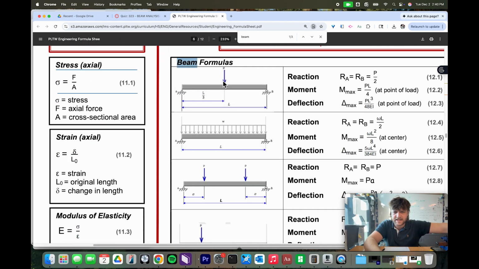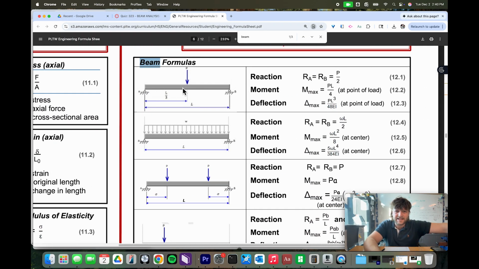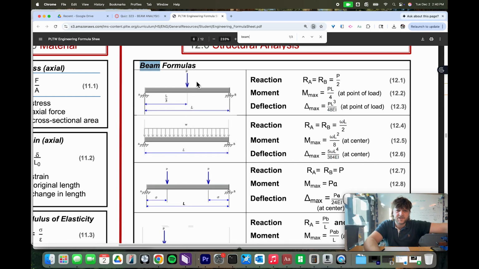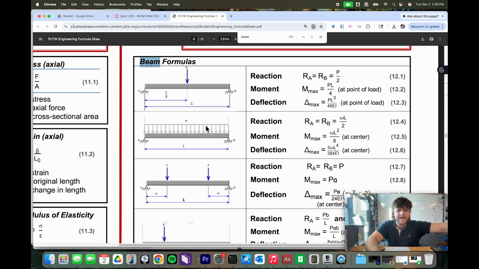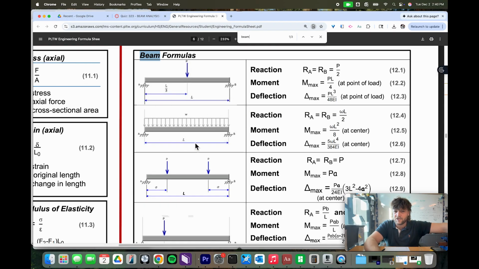As you can see, we have these different situations or scenarios. If you have a concentrated force, you're going to use these equations to determine the reaction forces or the moment or also the deflection. We haven't talked about deflection yet, so don't get too worried about that. But if you have a uniformly distributed load, then you'd use these equations.